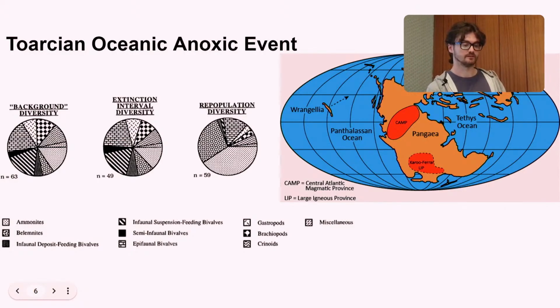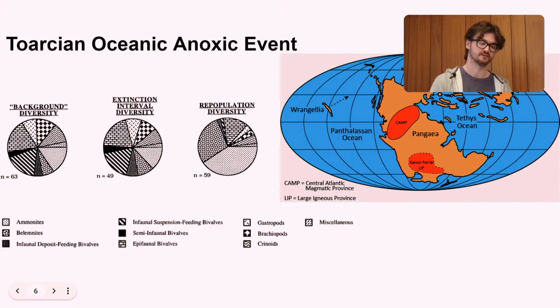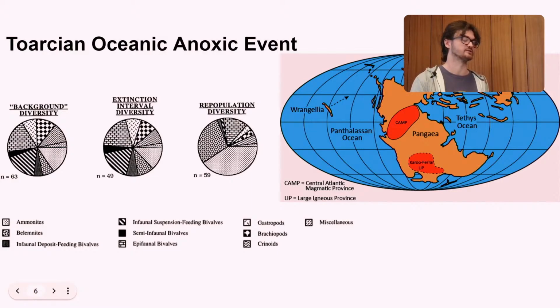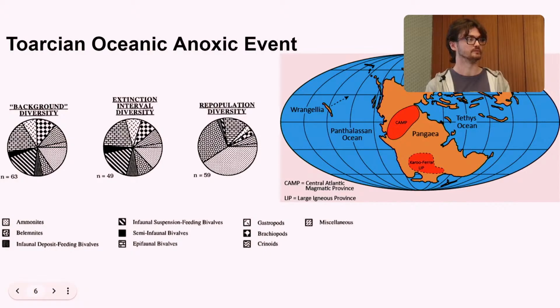So the Toarcian Oceanic Anoxic Event produced an effect whereby it caused the Pliensbachian-Toarcian marine mass extinction. So this is not one of the big 5 mass extinctions, but it's significant enough that it would have impacted the ecosystems of the day.